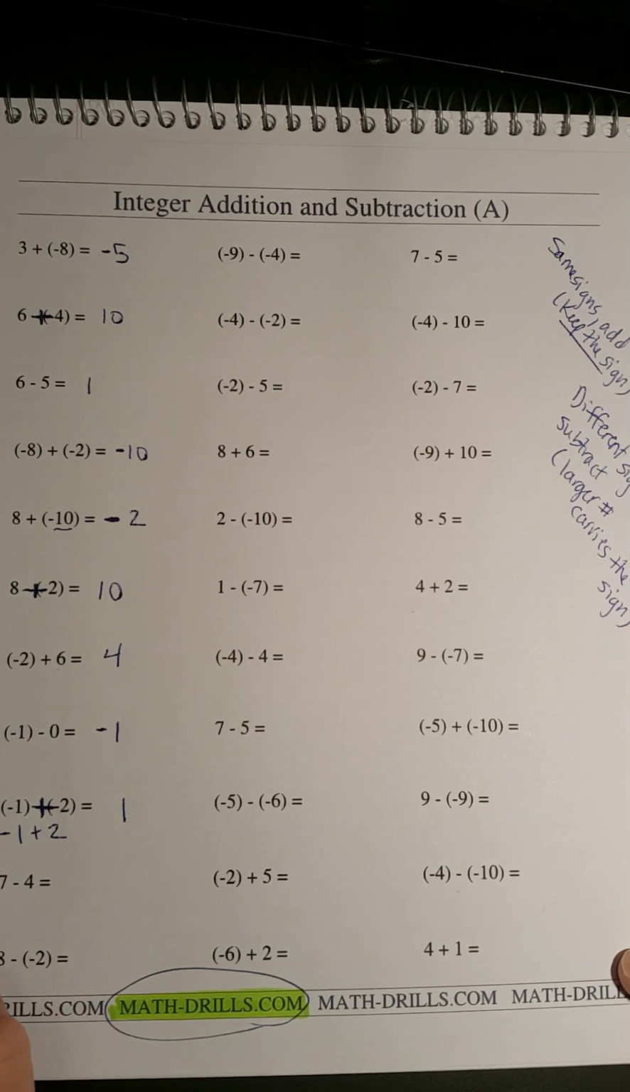This is just standard math. 7 minus 4, which is 3. Different signs, subtract. Larger number carries the sign. The 7 is positive, the 4 is negative. Okay, connecting again. These are fun. 8 plus 2 equals 10.